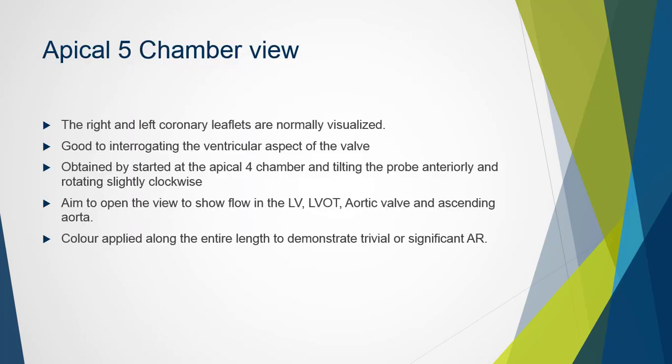In the apical 5-chamber view, we typically will see the right and left coronary leaflets. It's important that the sonographer opens up the aorta, the aortic valve, the left ventricular outflow tract, and the left ventricle. Then colour is applied along the entire length to demonstrate whether we have trivial or significant aortic regurgitation, seeing its origin and its direction moving into the ventricle.